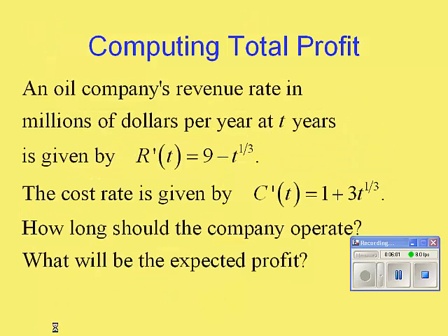Okay, fine. Now, here's a problem where we're going to try and do this. An oil company's revenue rate in millions of dollars per year is given by this. By the way, this is slightly different. Those other functions I had were functions of x, marginal revenue, where you have one extra unit produced. This is a problem where I have it in terms of t, time. But the ideas are the same. We're going to set r prime equal to c prime to figure out what's happening.